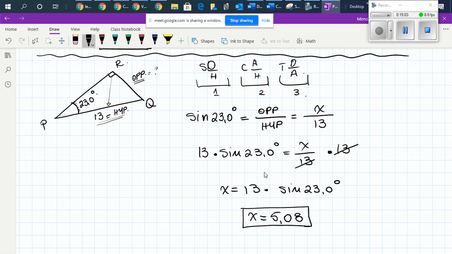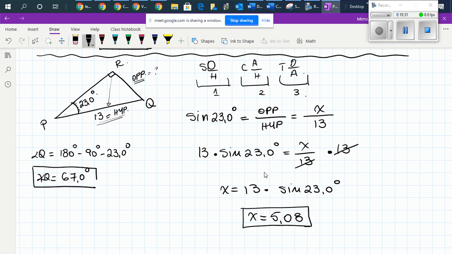And now, how can we solve for the other angle? Angle Q will be equal to 180 minus 90 minus 23 degrees. So in your calculator, you will have angle Q as 67 degrees.